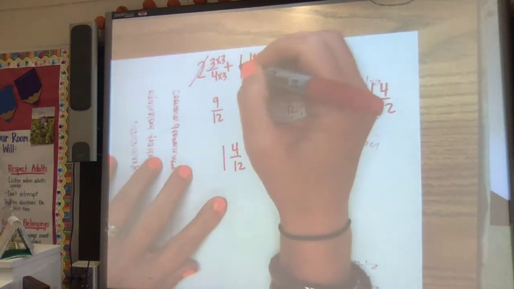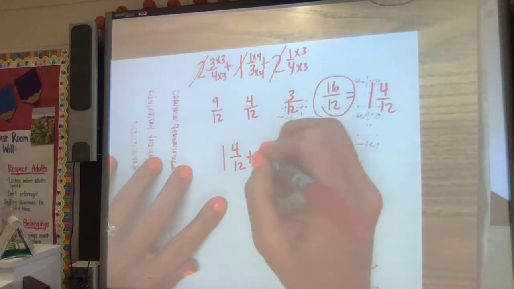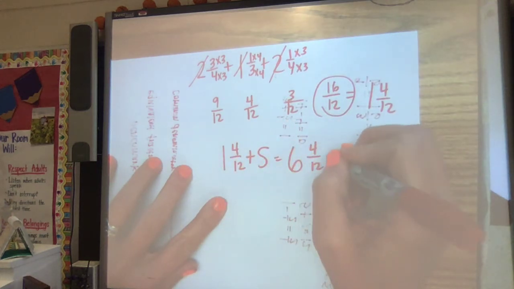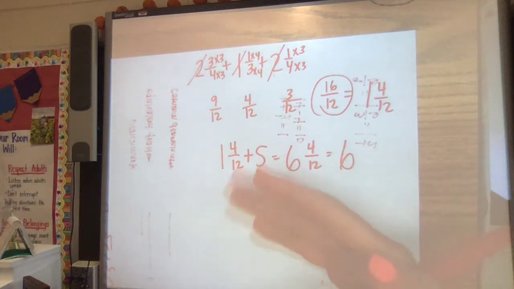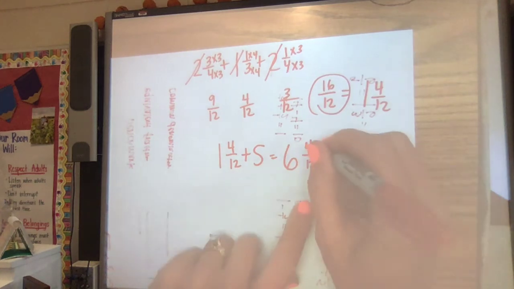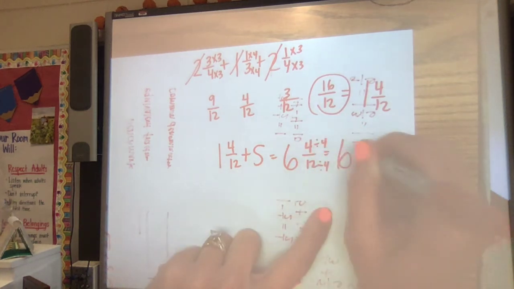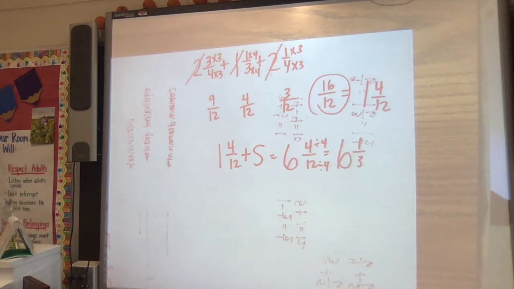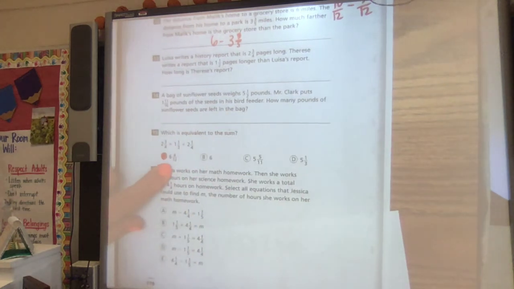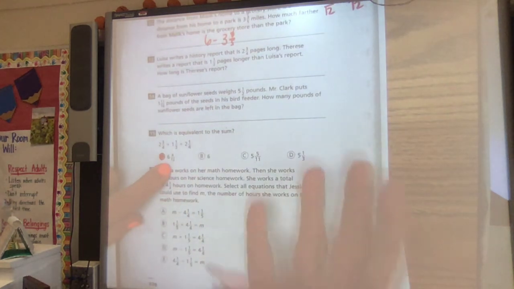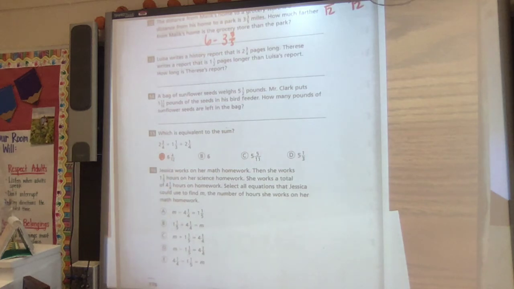Don't forget these, 2, 3, 4, 5. So that'd be 6 4 twelfths. Can we simplify that and make it a smaller amount of fractions? Instead of 4 twelfths, we could say 1/3. 6 4 twelfths is equivalent to 6 1/3. On our paper, they did not simplify it. They kept it in the twelfths, but if we didn't see it simplified, we would know to do that to solve it.